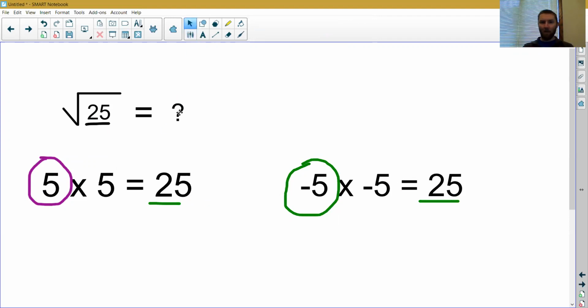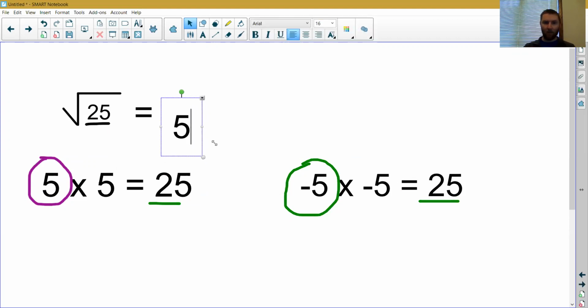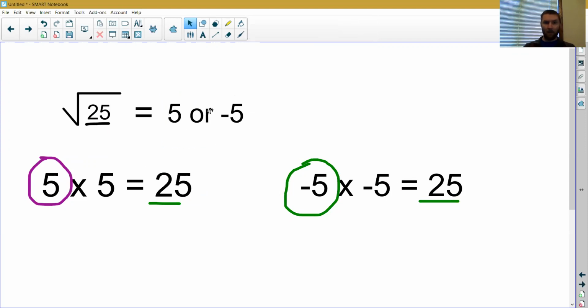Up until now, you have been answering this type of question, the square root of 25, by simply saying the square root of 25 is 5, which it absolutely is. But now we get to add another option. The square root of 25 is actually 5 or -5, okay? These two answers are both legitimate for the square root of 25. Okay, and like I said, it happens every time that you do a square root.